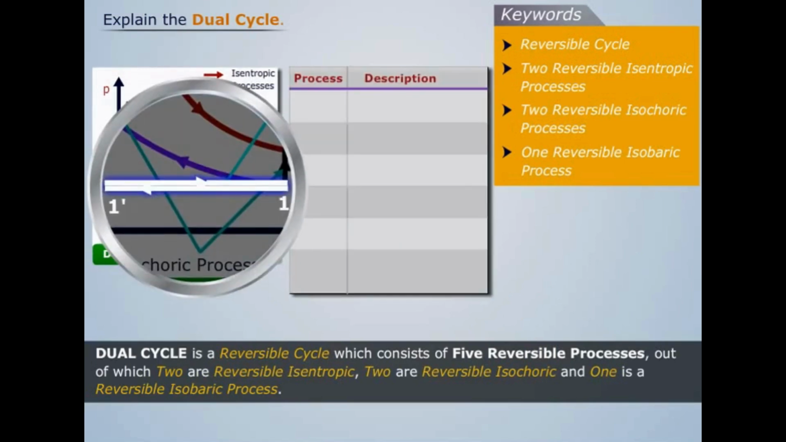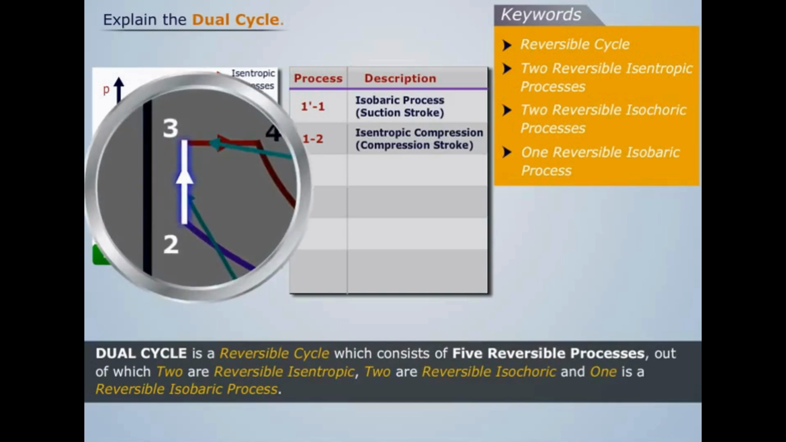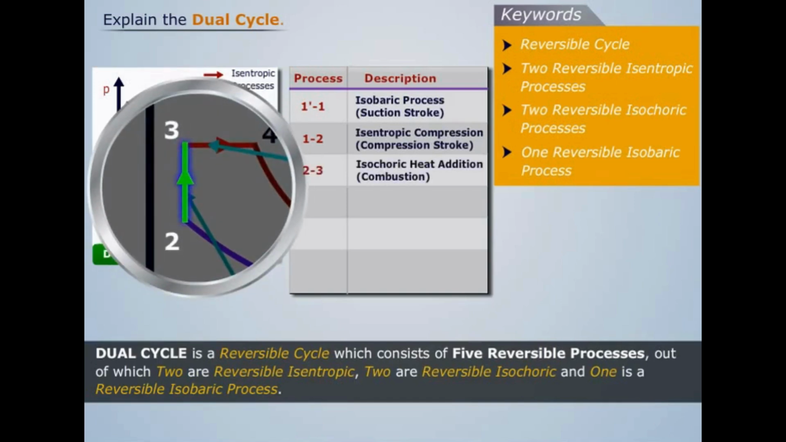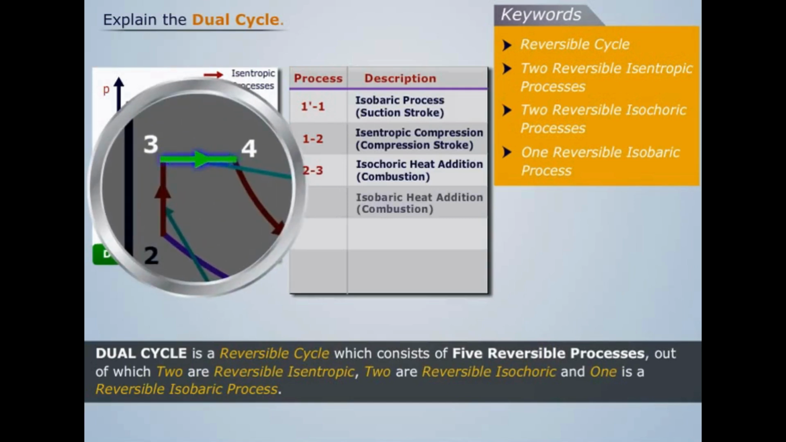Process 0-1 is the isobaric process. Process 1-2 is the isentropic compression process. Process 2-3 is the isochoric heat addition process. Process 3-4 is the isobaric heat addition process.